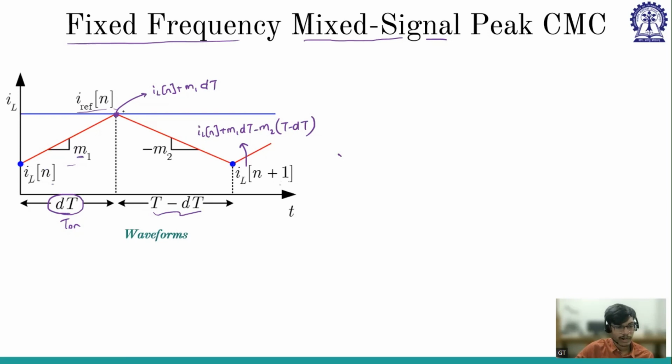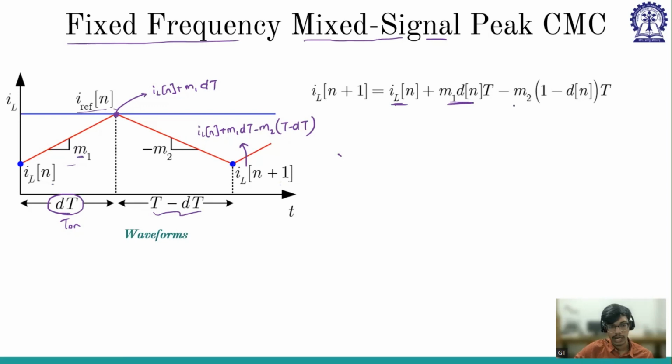So whatever I am getting is IL of n plus 1 in terms of IL of n. From here I went to here, which is IL of n plus m1 into dT. And again from this point to this point, it is minus m2 into T minus dT. So that is what we have written. IL of n plus 1 is IL of n plus m1 into dT, which gives me the peak value, and from the peak value I have to subtract m2 into T minus dT, or 1 minus d into T, to get this IL of n plus 1.